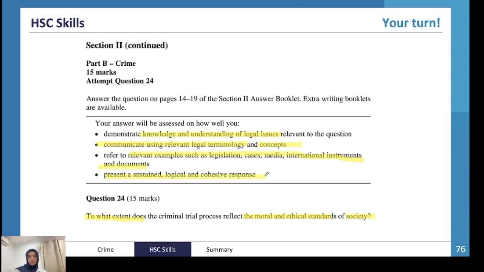So for this question, I really want everyone to take a bit of time. I'm going to give you a bit of time to think about which structure you'd like to use, and then have a go at creating a mini essay plan on how you would follow that structure and what you would talk about as well. So I'll allow you the time to do that now, and then in a little bit we'll reconvene.